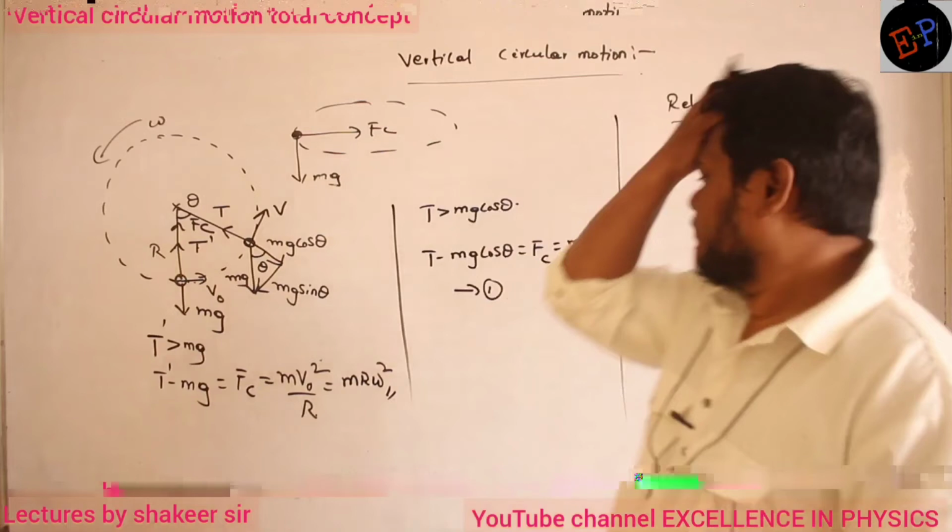But this rod cannot move in a parabolic path. If it is a particle, it can move in a parabolic path, like this. But this is a rod, no? A rod cannot move in a parabolic path. So definitely, even if you give a velocity of root 4 GL, this rod will complete a circular path.